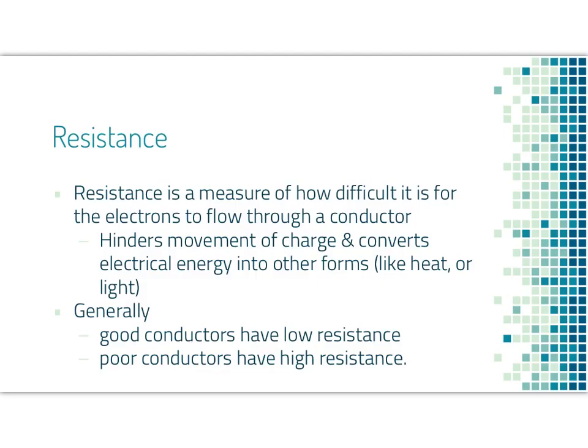Resistance is a measure of how difficult it is for the electrons to move through the conductor, aka a wire. Resistance hinders the movement of charge and converts electrical energy into other forms, like heat or light. Generally, good conductors have low resistance and poor conductors have high resistance.